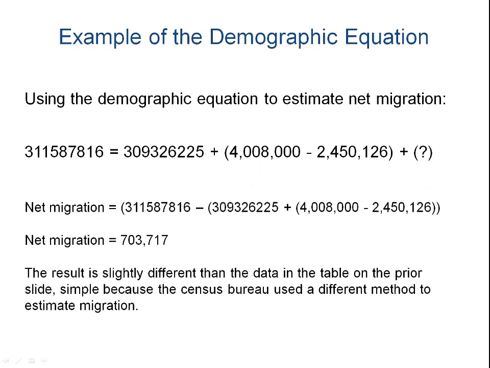In this example, we'll estimate net migration, so that's the difference between in-migration and out-migration, using the data we have on population at time 1, time 2, and births minus deaths that occur during these two time periods. The calculated net migration here is not identical to the data that I provided in the prior slide. That's simply because the Census Bureau didn't just use this equation to calculate net migration, so their estimate is different, but it's very close.